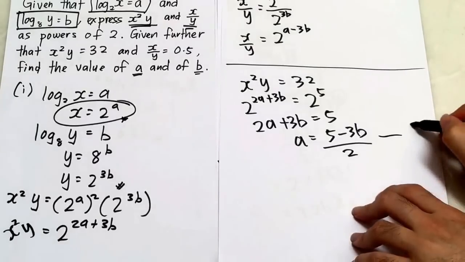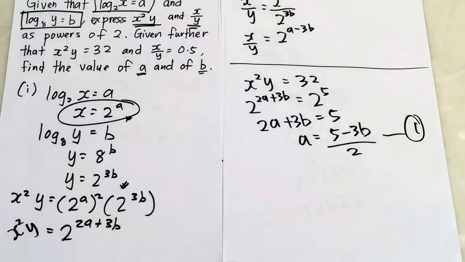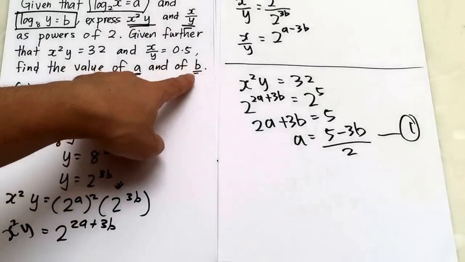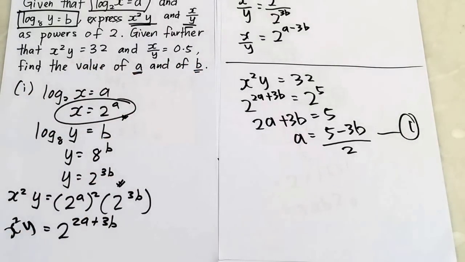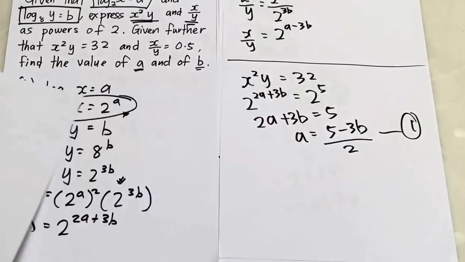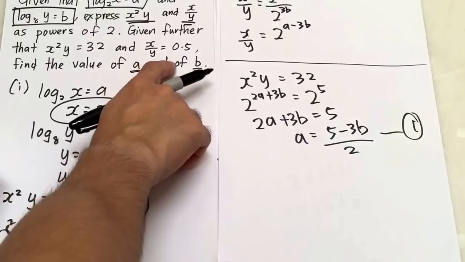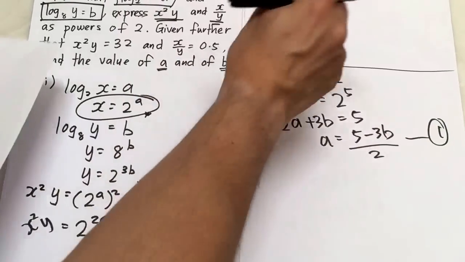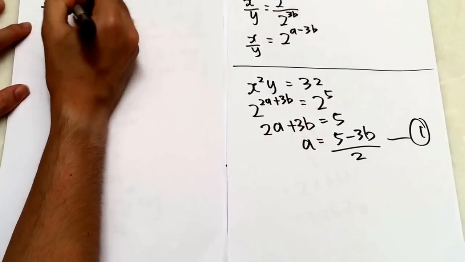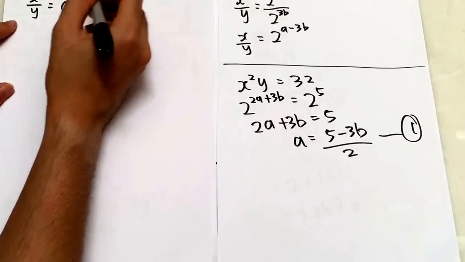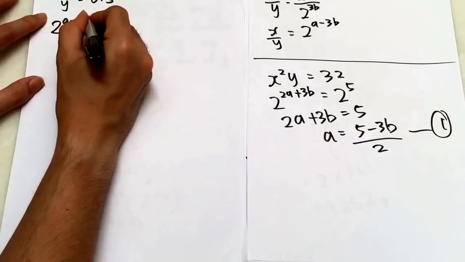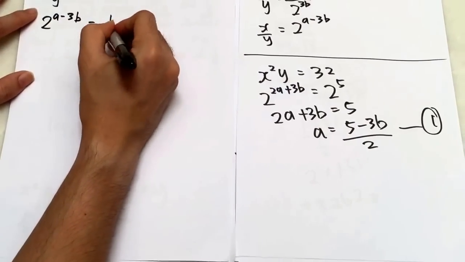Alright, I'm going to call this one the first equation because I already foresee this one is a simultaneous equation, because it asks us to find the values of a and b. In order to find 2 unknowns, you need 2 equations. Alright, the second information, x over y equals 0.5. So I'm going to do something like this. x over y equals 0.5. Alright, x over y, I already solved it. It is 2 power of a minus 3b.